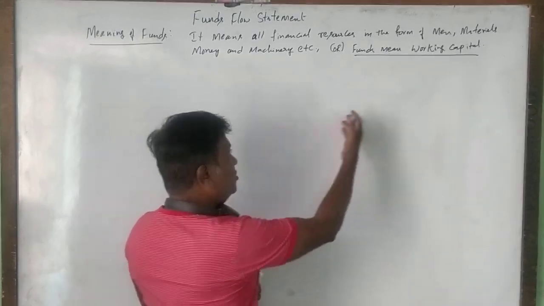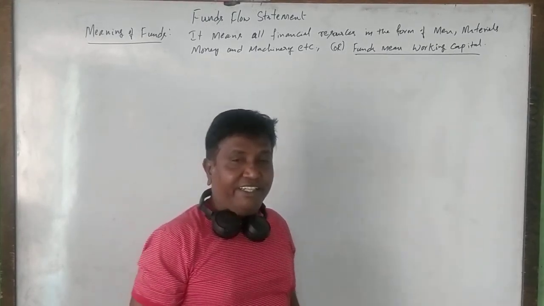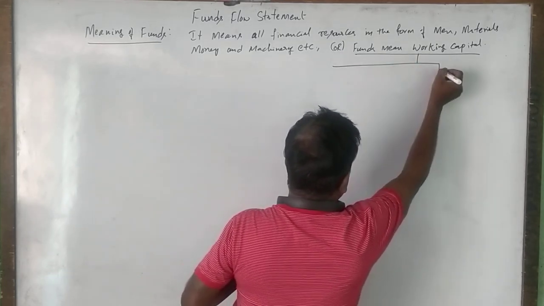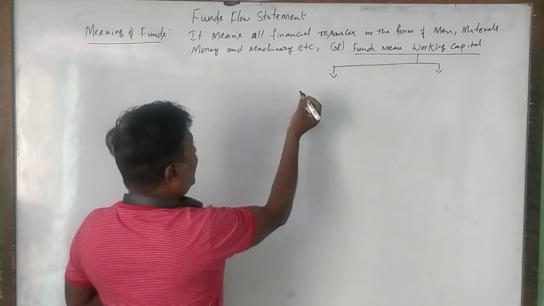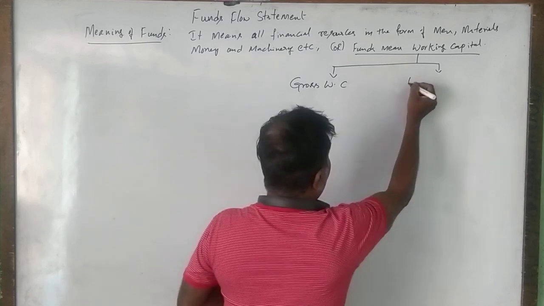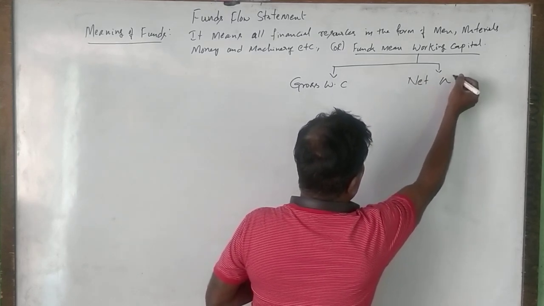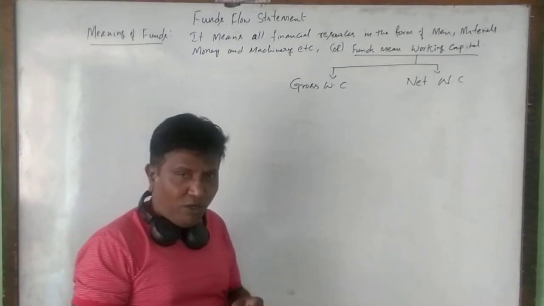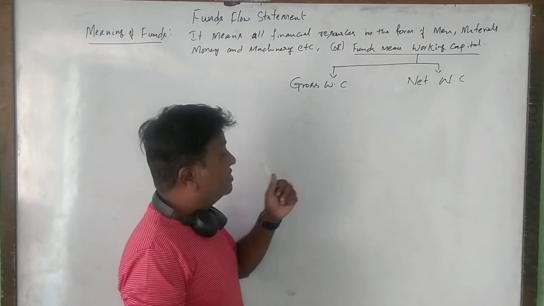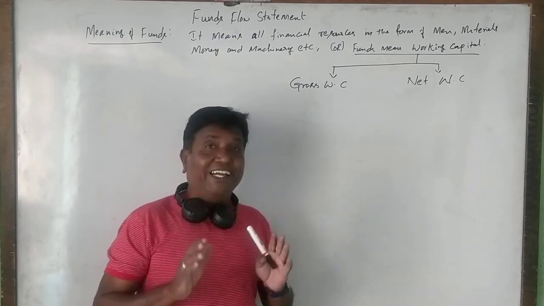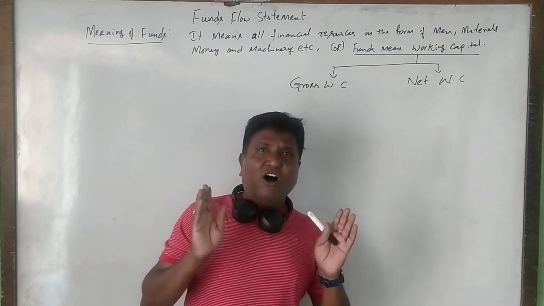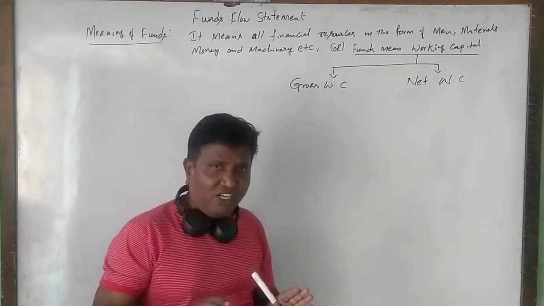What I told you, funds is also called working capital. There are two types of working capital here. One is called gross working capital, the other one is net working capital. Now let us understand what is gross working capital and net working capital. Gross working capital is the aggregate of all the current assets.